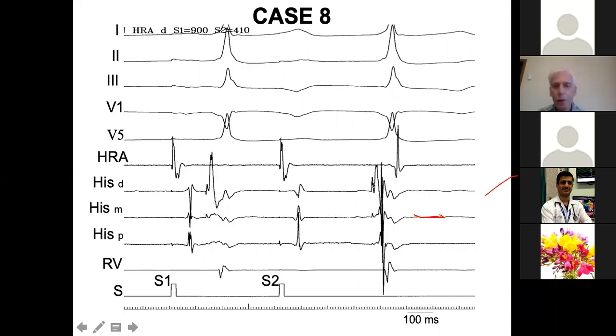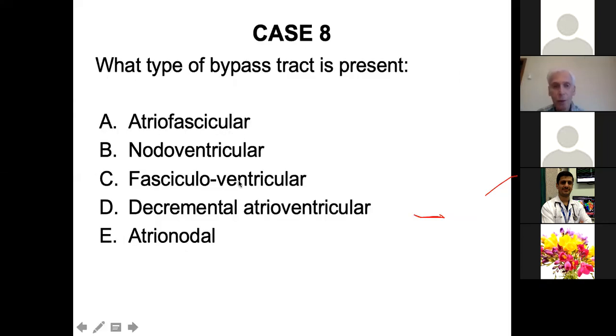So the fact that there's exactly the same degree of fusion in these two complexes in the face of a markedly longer AH interval tells us that this bypass tract is arising below the AV node. And that's why it's fasciculoventricular.